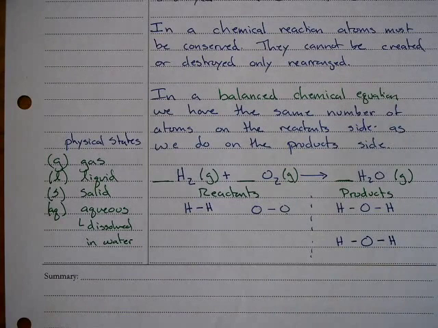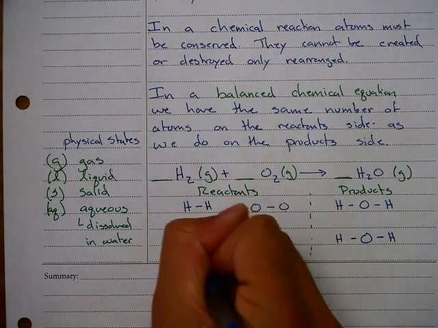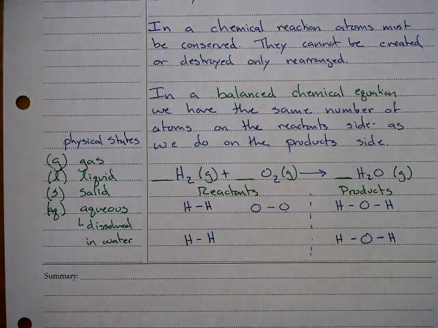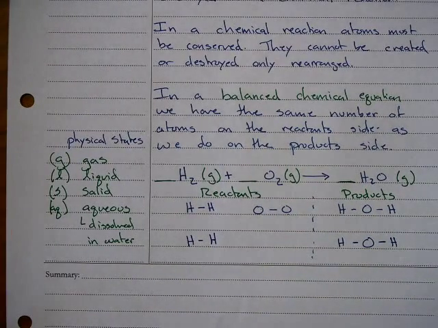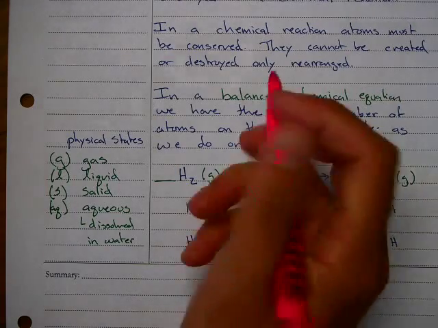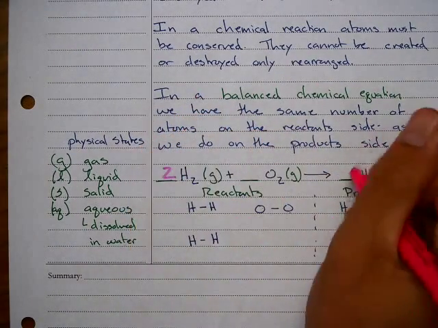Because we've created matter now. So where did those hydrogens come from? They had to come from the reactant side. So that means that we needed another set of hydrogens on that side. Do we now have the same number of atoms on each side of the equation? Yeah. So the way that we represent this in a balanced chemical equation is by adding in what we call balancing coefficients.